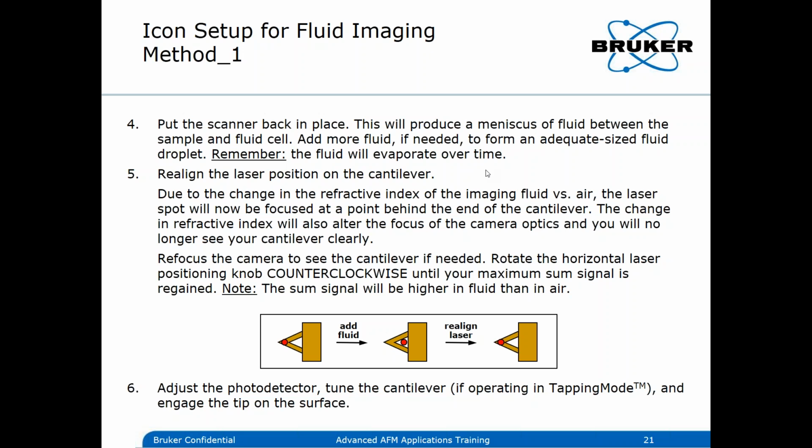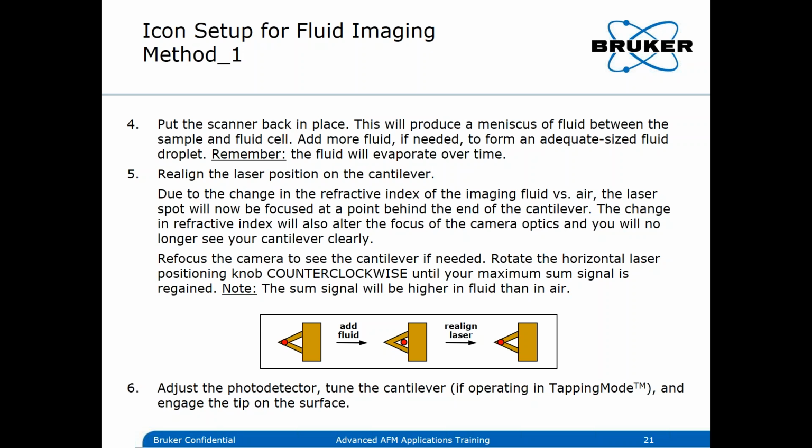Since on the icon the system is not sealed or cannot be closed as on the multi-mode system, the fluid will evaporate over time. What I usually do is put a big beaker of my fluid on the right-hand side of the icon, where I can put things down, so that at least when I close the hood, the humidity stays constant, and you don't have as much evaporation as when everything is open.